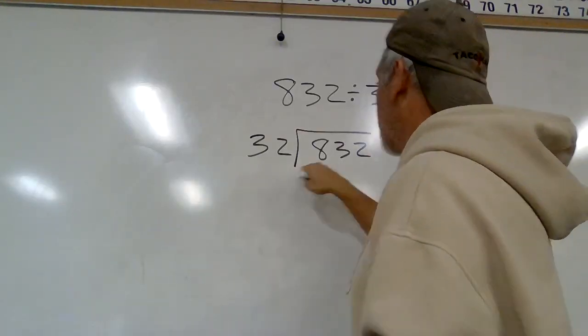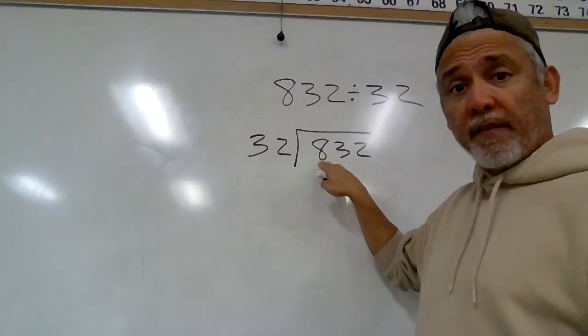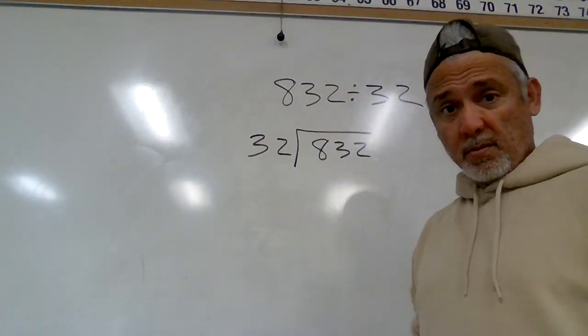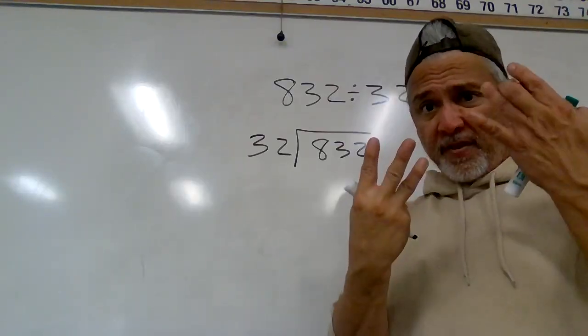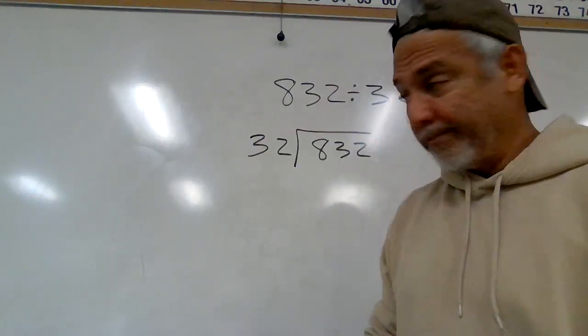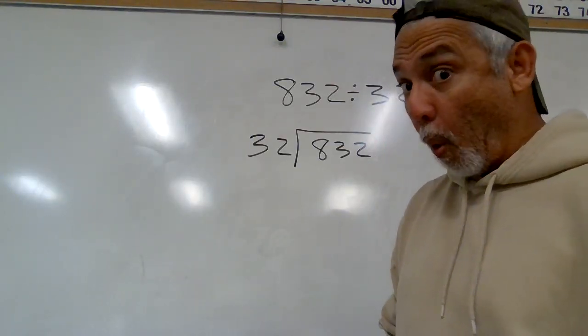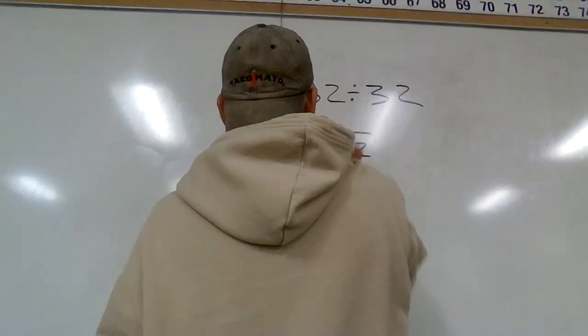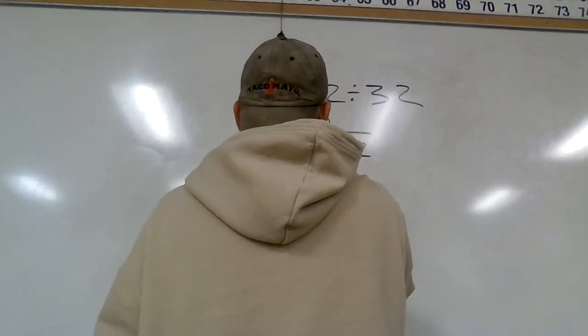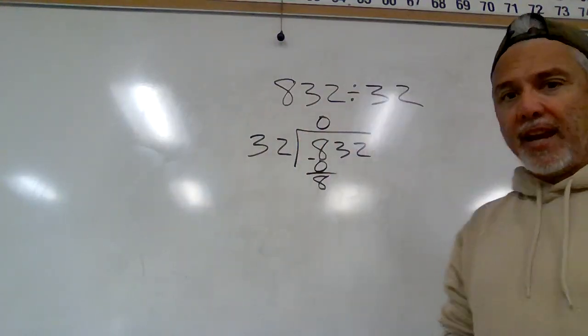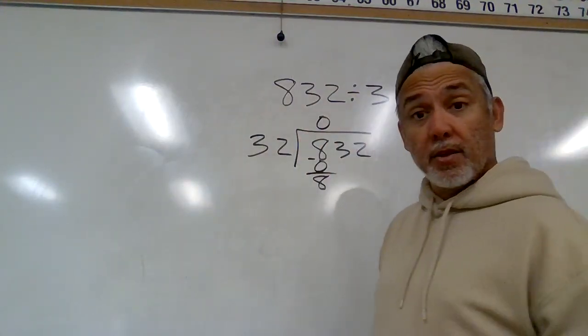All right, so knock, knock, knock. My first number house is the house of 8, and you hold up 8 fingers. Can you take 32? Dear God, no. So that means I have to put a 0 on top and a 0 on bottom. What are you going to do with it? Subtract. 8 take away nothing or nobody is 8.